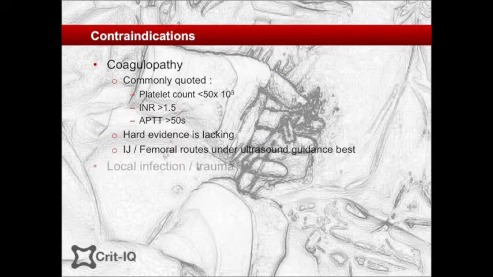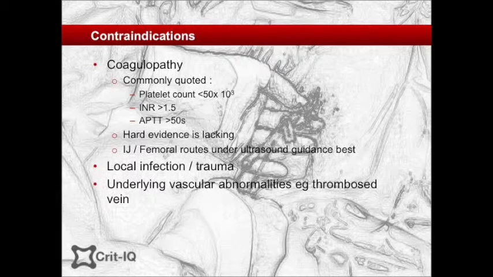The next contraindication is local insertion site abnormality, for example, local infection or significant trauma. Placing a femoral line distal to a vein damaged due to pelvic trauma should be avoided. Similarly, avoid insertion through clearly infected skin or soft tissue. The final contraindication would be underlying vascular abnormality, such as pre-existing venous thrombosis.